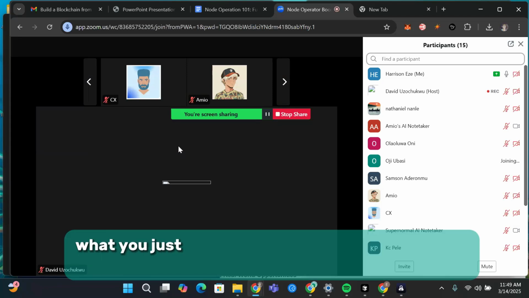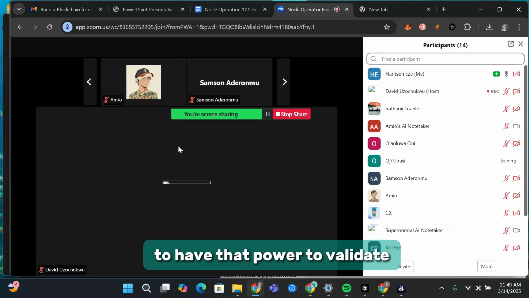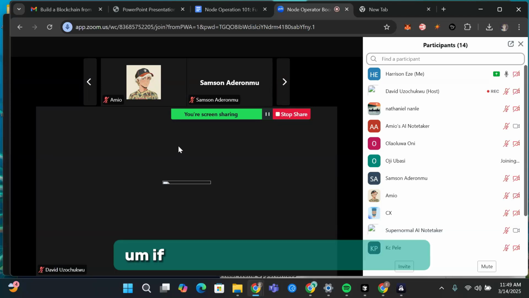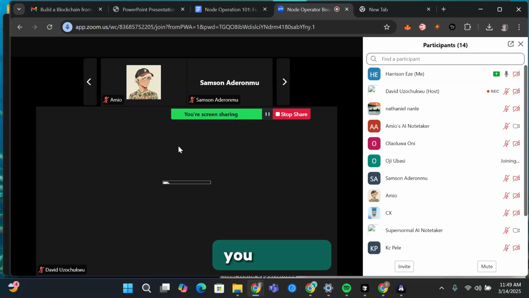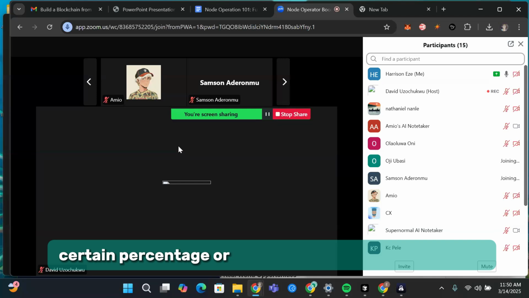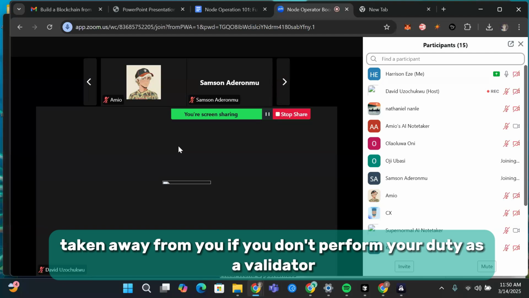So in proof of stake, what you just need to do is have something at stake. You just deposit a certain amount of ETH to have that power to validate. And if you try to compromise the network, if you try to do something unusual, you'll be penalized. So you'll be slashed. It means that if you deposited an amount as collateral, a certain percentage or certain amount will be taken away from you if you don't perform your duty as a validator.